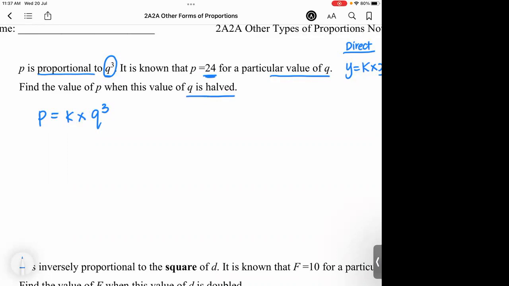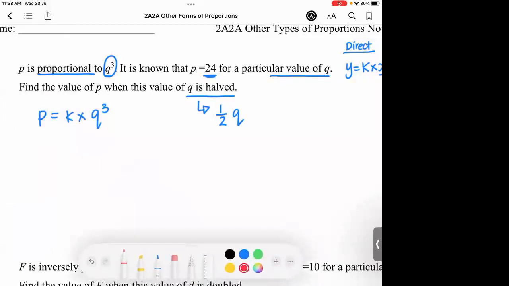Half means the Q now becomes half of Q. But we have to remember something over here. Let me highlight this portion. What is so special about Q? Q is cubed. So our next step, if I want to find the new value of P when Q is now half of Q, it's still k times something, but what do we need to do to the Q? You might need to cube it. So I take my half and I cube it.